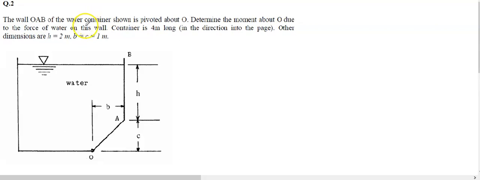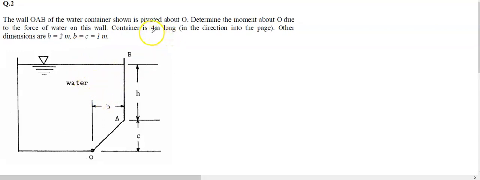This is question 2 of tutorial 3. The wall OAB of the water container, which is shown, is pivoted about O. We need to determine the moment about O due to the force of the water on this wall.